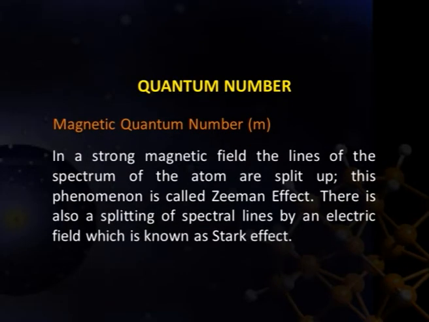Magnetic quantum number denoted by m. In a strong magnetic field, the lines of the spectrum of the atom are split up. This phenomenon is called the Zeeman effect. There is also a splitting of a spectral line by an electric field, which is known as the Stark effect. Thus, we get more lines in the spectrum of an atom in a magnetic or an electric field. This indicates that the energy levels are further subdivided by the field. Therefore, an additional quantum number is needed to specify this sub-energy level. This additional quantum number is known as the magnetic quantum number.